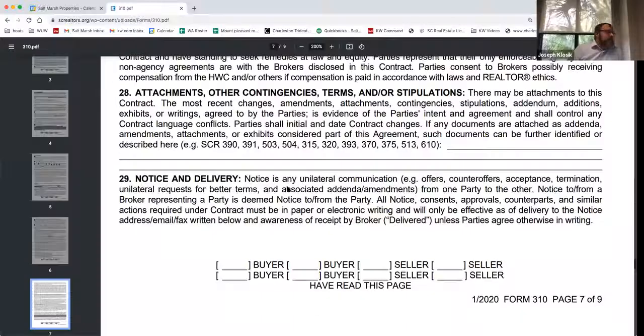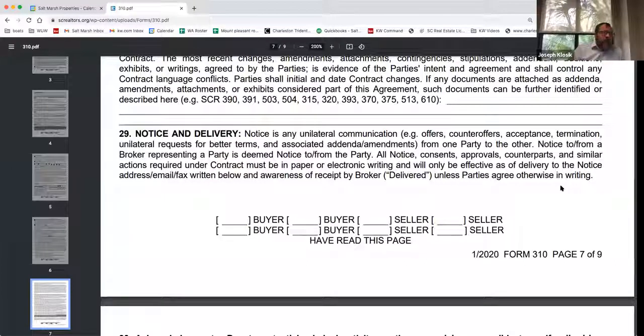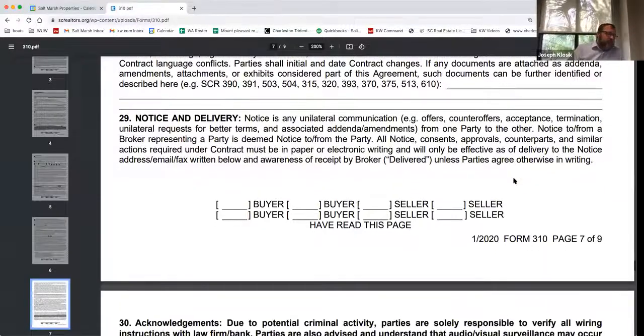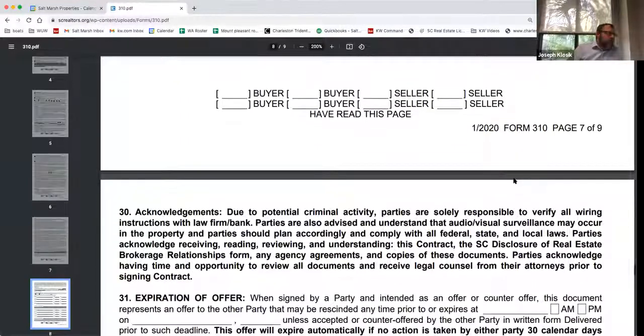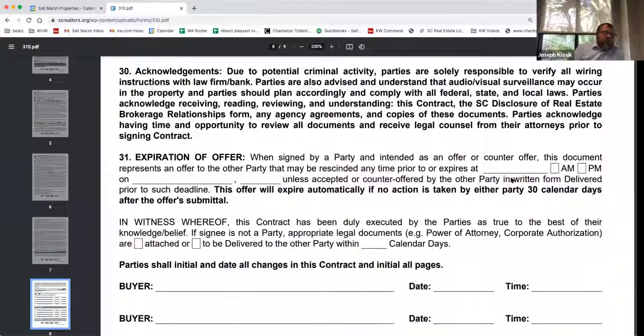And then notice and delivery. Notices and deliveries are unilateral communications. They will be delivered to the information that's given on this document, which on the last page has the contact information for the agents involved. Paragraph 30 basically is a disclaimer on a couple of different things. One, you could be surveilled when you're looking at property or when you're inspecting property. So be careful on that.